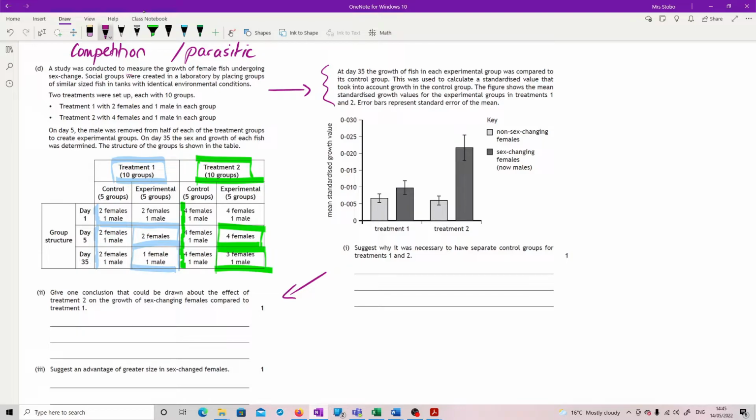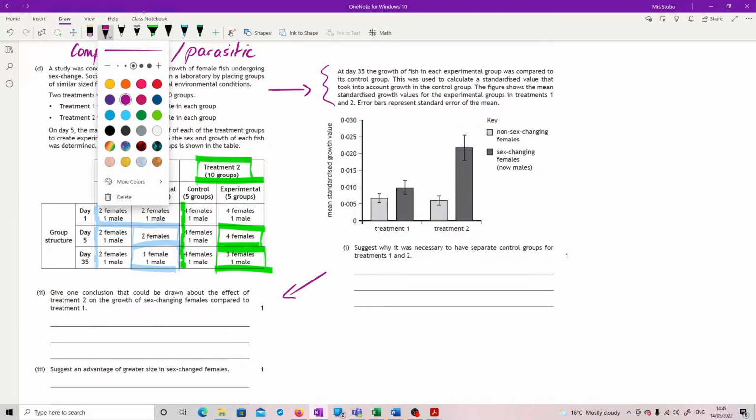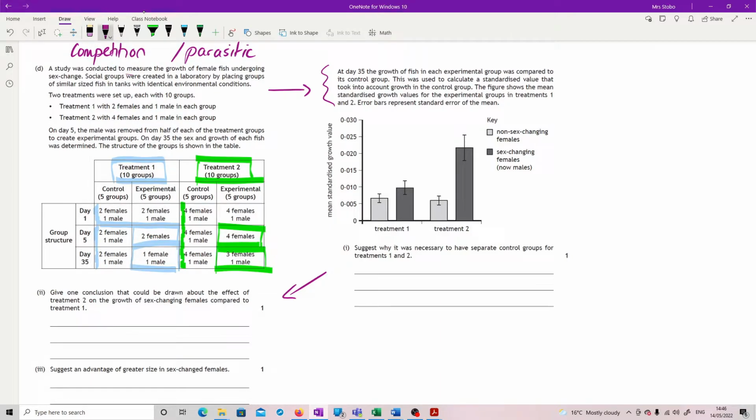Okay, suggest why it was necessary to have separate control groups for treatments 1 and 2. In some ways, I think this is very obvious. Basically, you can't have a control that is not correct for the experiment that you're setting up. So you can't have a different control group for the experimental group. So if you're looking at treatment 2, the experimental group is 4 females, 1 male. So I can't use the same control group that I had for treatment 1 because I had 2 females and 1 male. So your control has to be the same as your experimental for you to draw a valid comparison.